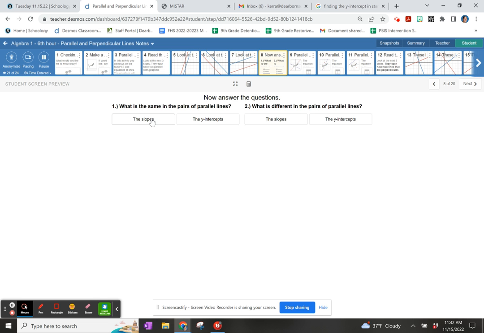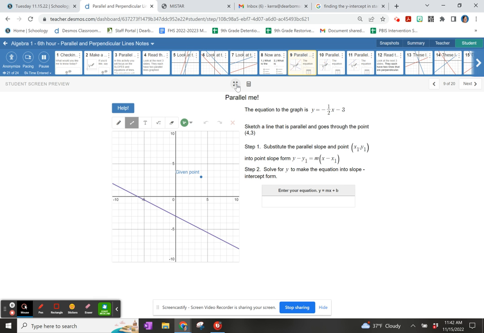So what is the same? The slopes. What is different? The y-intercepts. Now on these slides, I gave you an equation that is already graphed for you. And now it says we need a parallel line that goes through that point. So parallel lines, all you need to know, that's a parallel slope, is the same slope that I gave you.